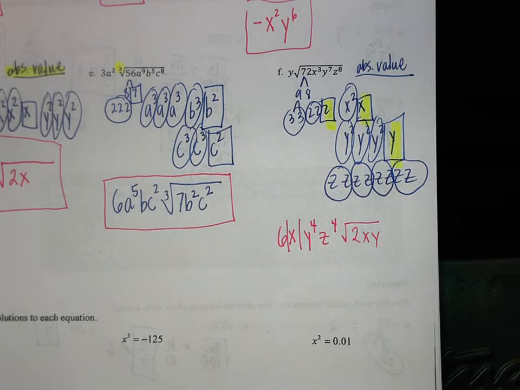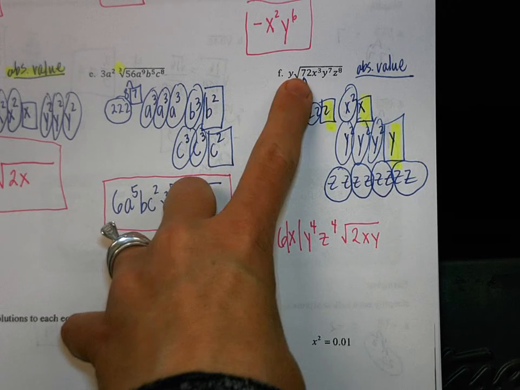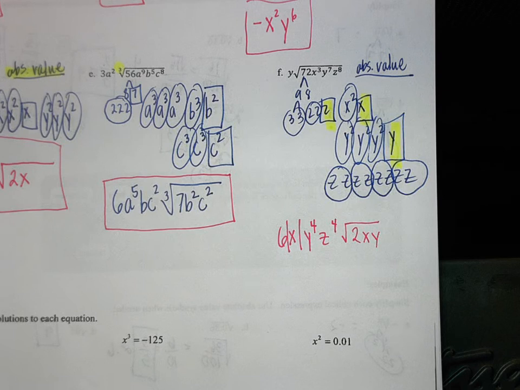I thought that Y, though, pairs with the other Y, so it's not left over. This Y doesn't pair with anything because it's already out. It's already a group that's out.